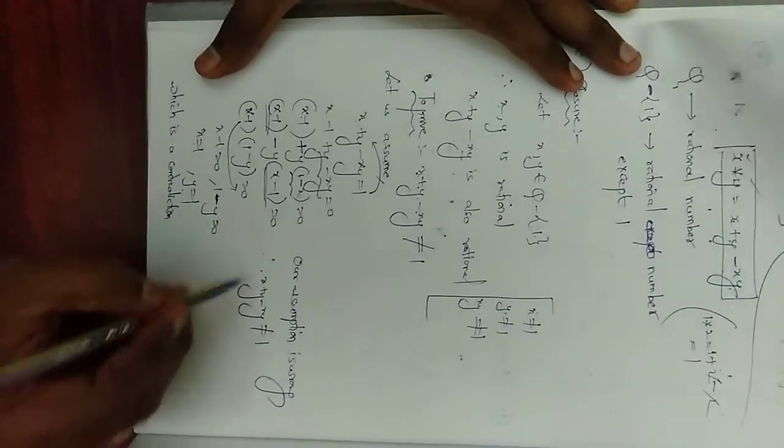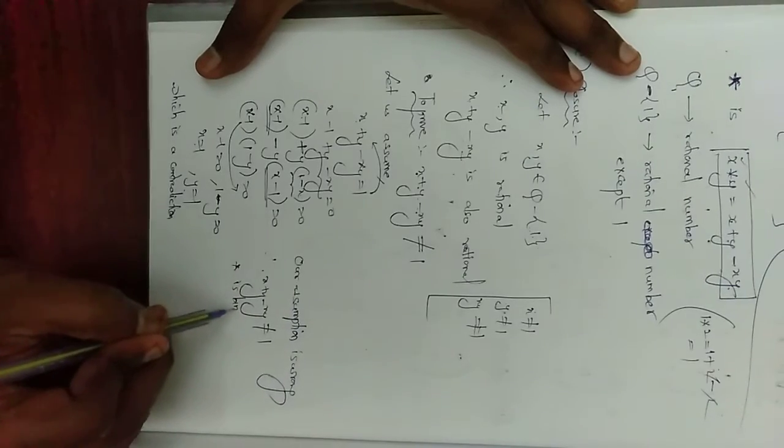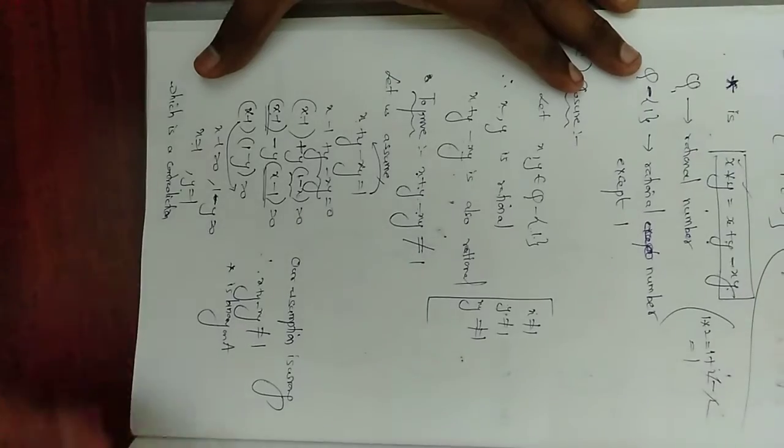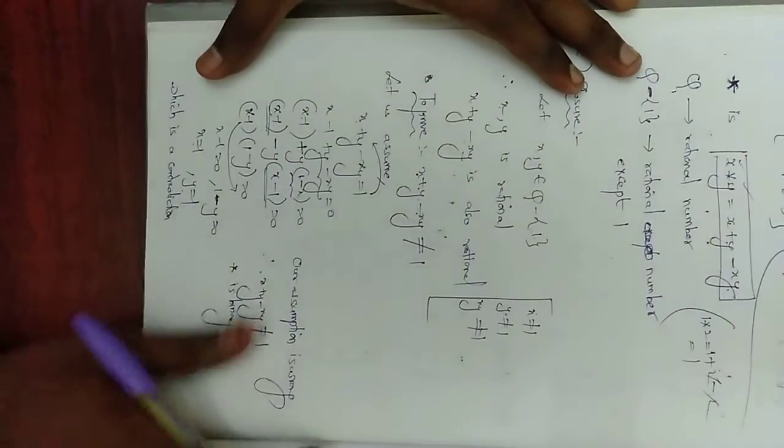That's all. Therefore, star is binary on A. Binary is nothing but closure. That's all. So next, the second subdivision is commutative.